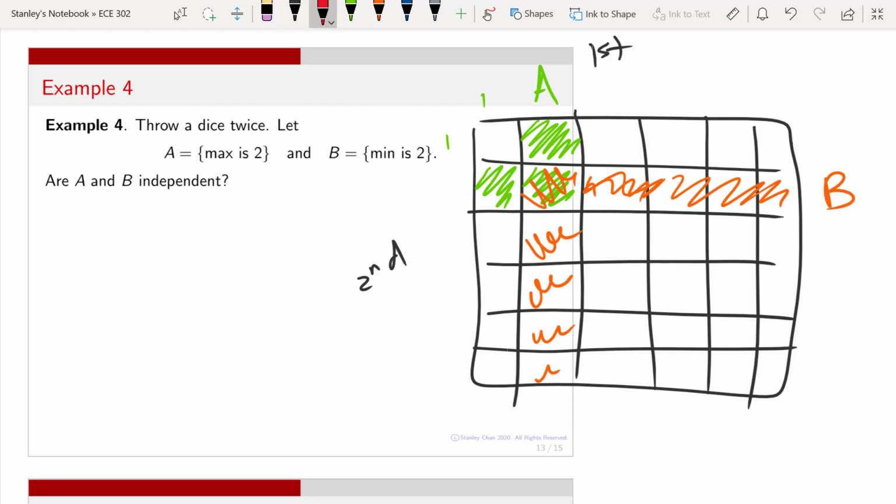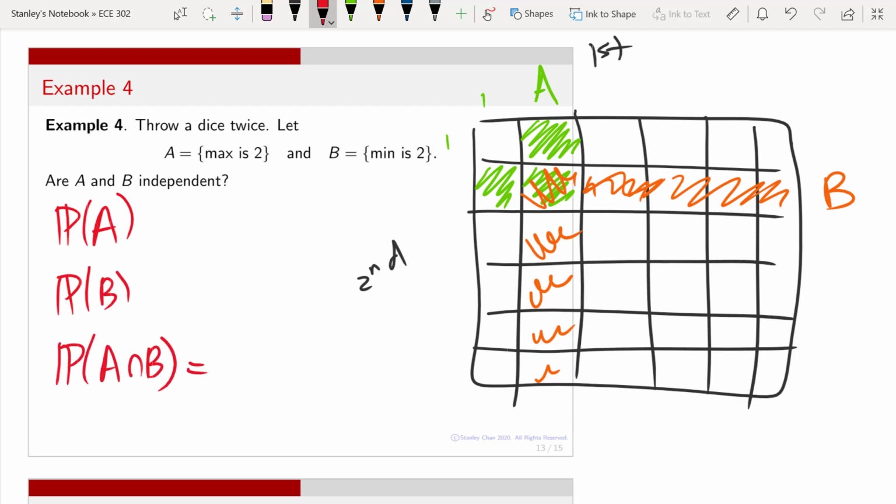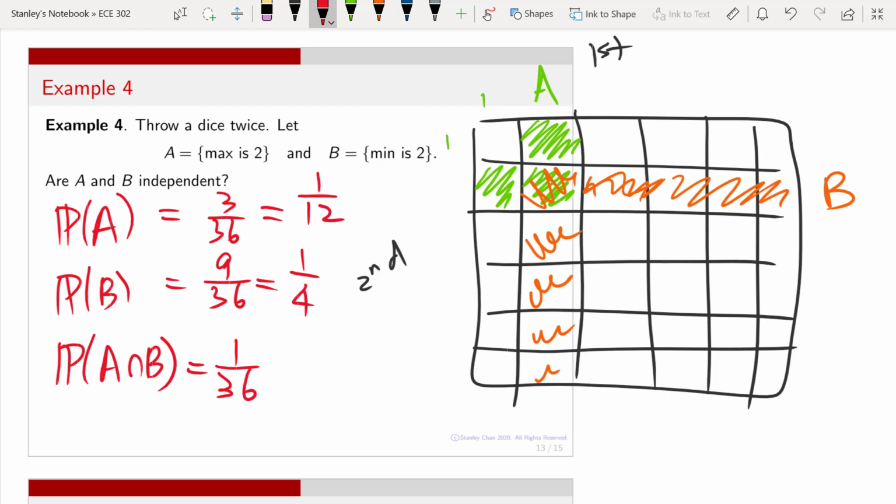Well, so we can calculate the probability of A, probability of B, and probability of A-intersect B. Okay, so probability of A is 3 over 36. Probability of B will be 9 over 36. And then probability of A-intersect B will be 1 over 36. So this is about 1 over 4, and here is 1 over 12. And you can clearly see that the product of these two does not equal this number. So this is dependent.